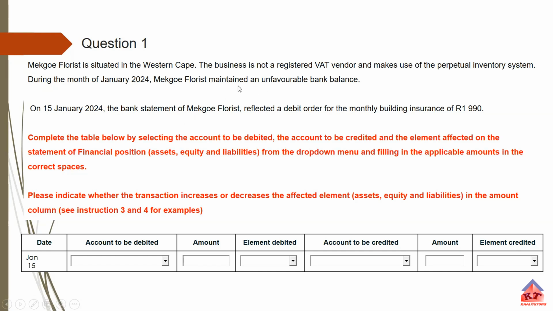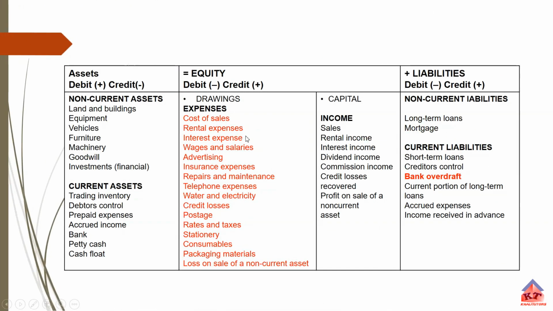The first one, in this case, they told us that the bank was affected. And they also told us that the money went to insurance. So these are the two accounts that we need to search for in that table. So let us look at our table. Firstly, let's search for bank overdraft. As you can see, bank overdraft is here, and these here are actually liabilities. Let us now search for insurance. So insurance is an expense.